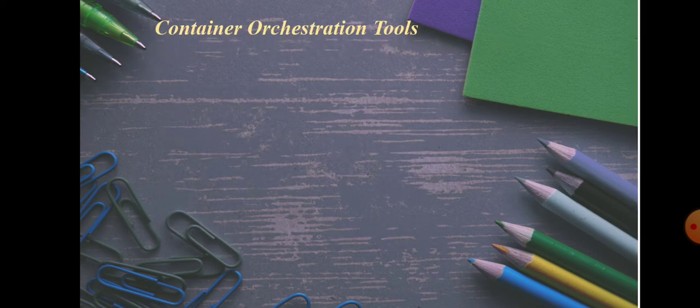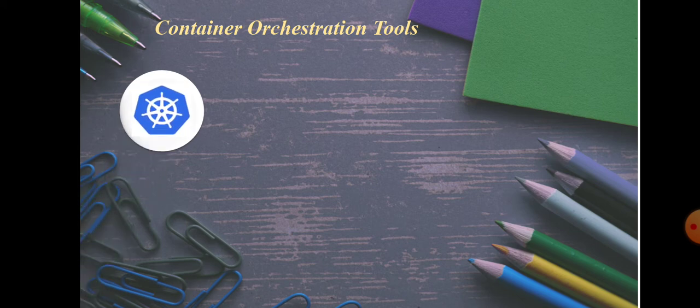Now let us see the various container orchestration engines, that is, tools available in the market. The first one is Kubernetes. Kubernetes is an open source container orchestration engine. You can install Kubernetes on your physical or virtual machines, and also you can deploy your workloads on top of it as containers. The only thing is you should take care of your container deployment.